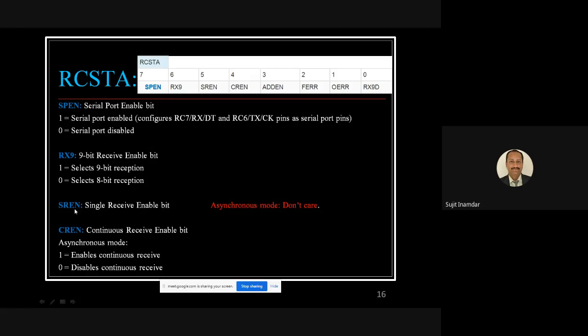त्याचबरोबर SREN दॅट इज सिंगल रिसीव्ह इनेबल बिट, म्हणजे रिसेप्शन करायचं का नाही. सो इन दॅट ऑल्सो दॅट इज द इनेबल बिट विच इज युज्ड फॉर सिंक्रोनस मोड ओनली. कारण जर क्लॉक मॅच नाही झाला तर ट्रान्समिशन हे थांबवायला सांगावं लागतं. सो इन दॅट केस दिस बिट इज युज्ड. पण असिंक्रोनस मोड मध्ये डोंट केअर.